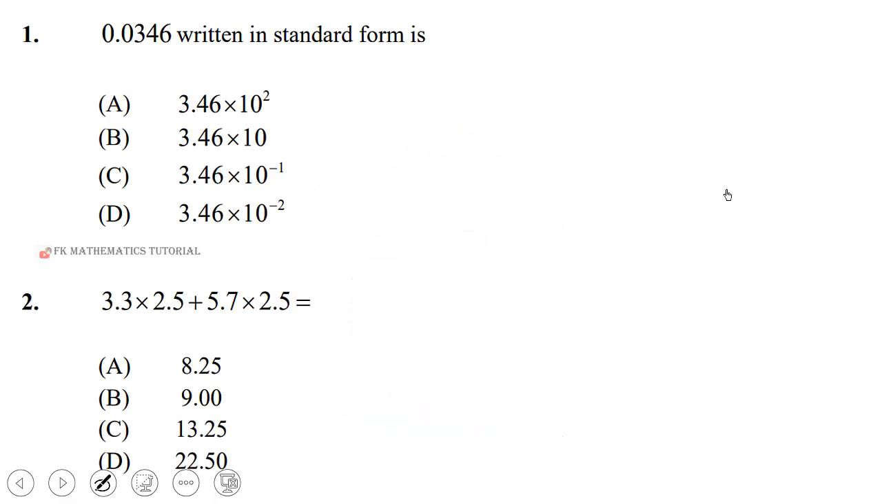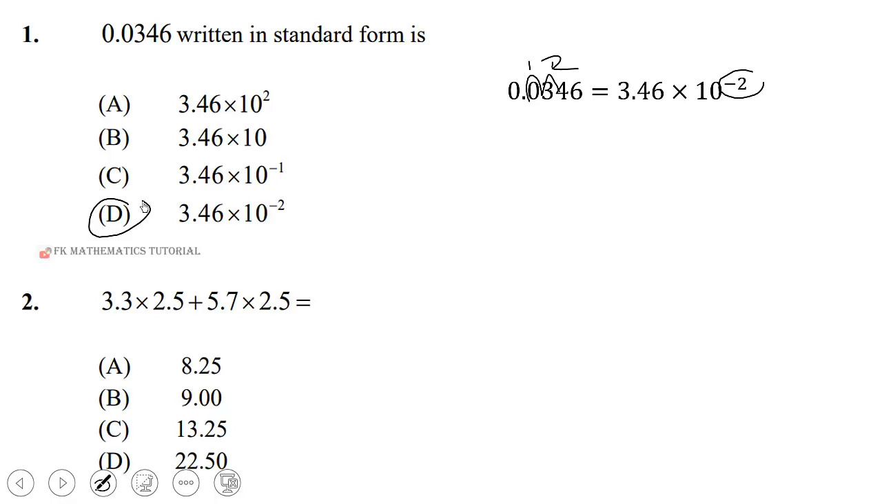So we begin with the very first question here. 0.0346 written in standard form is. So in standard form, we have to move forward this many times before we can get a number between 1 and 10, that is, with 1 inclusive. Since we move forward 2 times, 1, 2, it will be negative 2. 3.46 times 10 to the power negative 2. So D is the correct option.